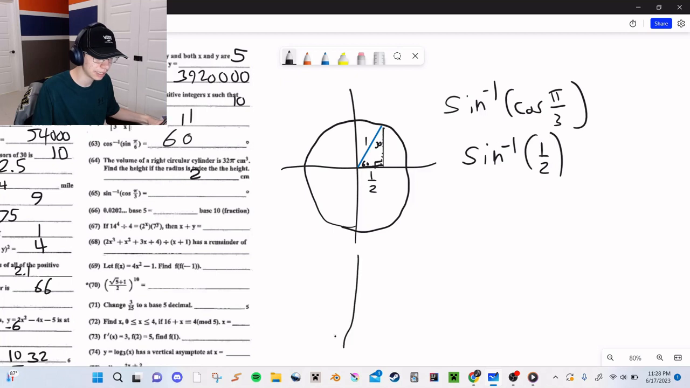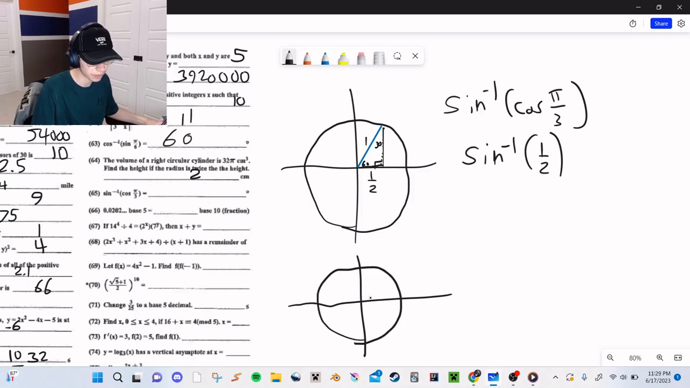And so what that's saying is, what angle, when we take the sine of it, gives us 1/2? So it would be an angle that looks something like this, where we have 1 for our hypotenuse and our sine is 1/2. That means this leg of the triangle is half the hypotenuse. So this would be like the 30-degree angle in a 30, 60, 90. And so our answer is 30 degrees. So that's number 65. 30 degrees is our answer.